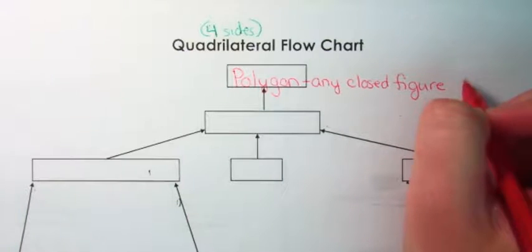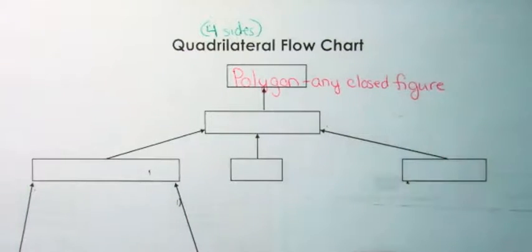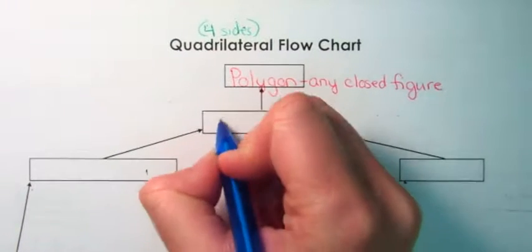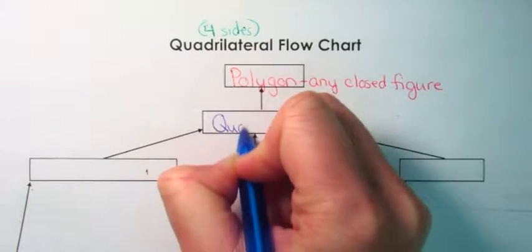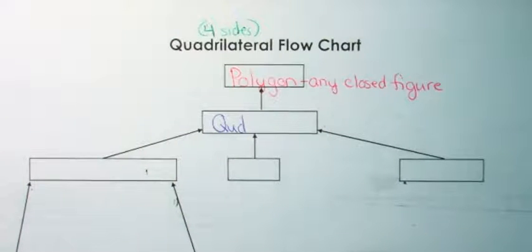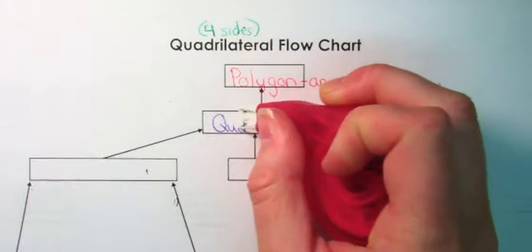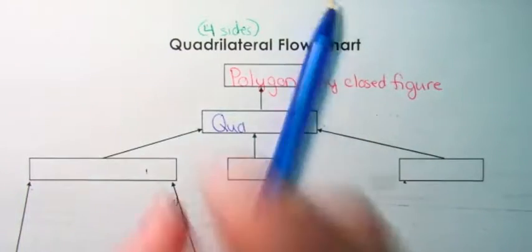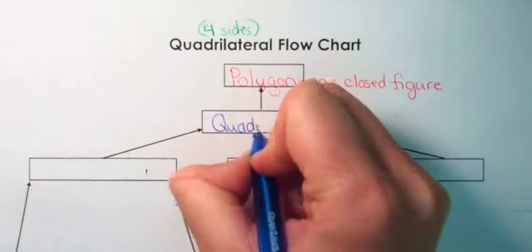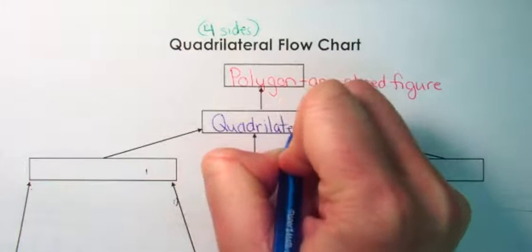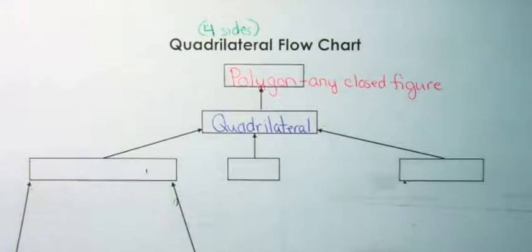It's not a circle, but it has to have straight lines. But a quadrilateral, I just want to point out, is a polygon because it's a closed shape. So underneath polygon right here, we're going to put quadrilateral. Let me spell that. And we've already kind of talked about that. A quadrilateral is any closed shape. It's 4 sides.